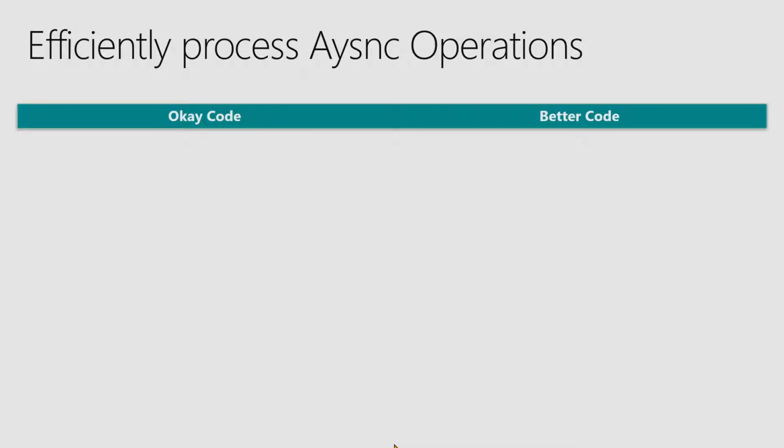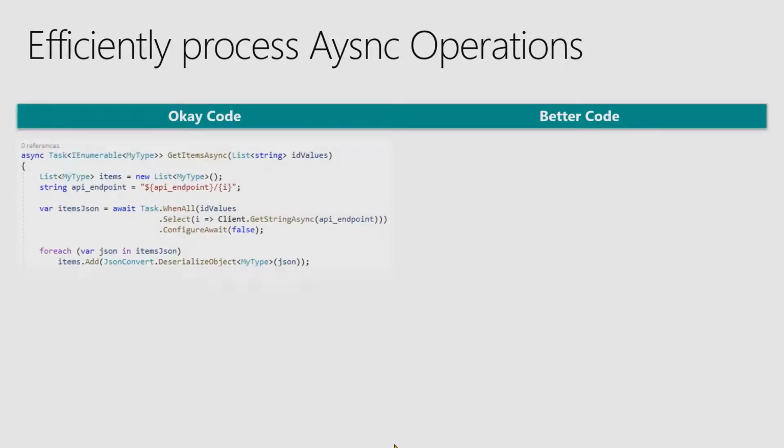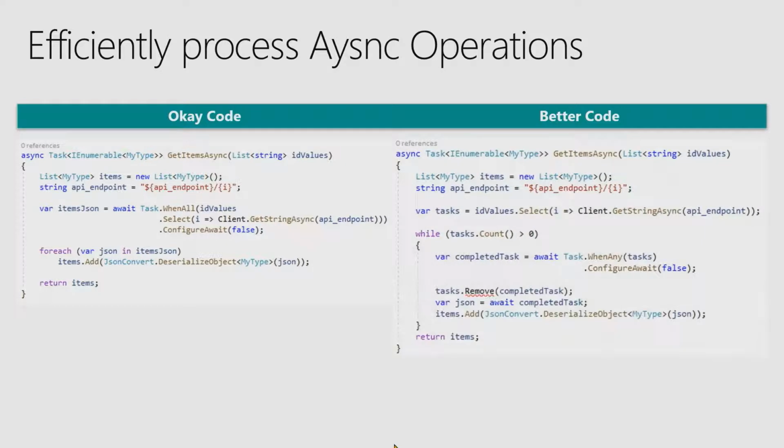Let's talk about efficiently processing an async operation, right? If you look at this code sample over here, it is going to first when all and wait for all of the results to come in, and then it's going to post-process those results. We could make this slightly more performant by instead doing a when any, and as and when the results are coming in, it can start processing them and then adding them to your list. So again, you can go from okay code to better code and make your app a lot more performant.